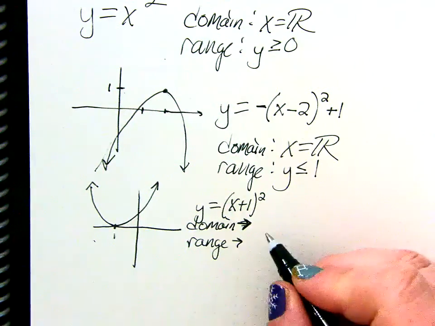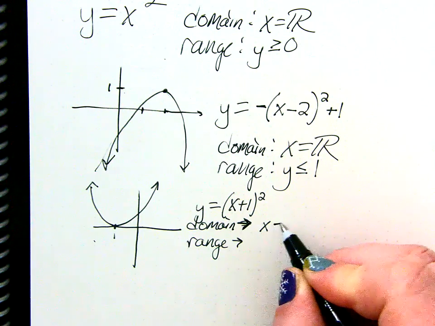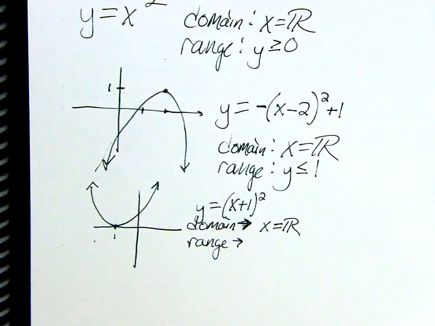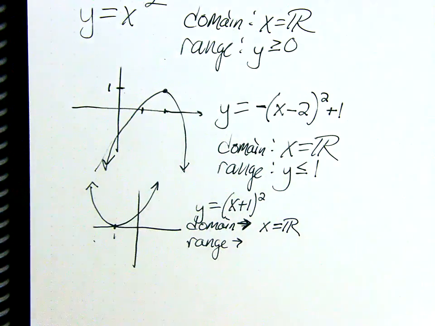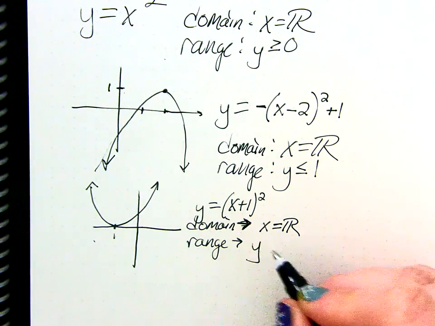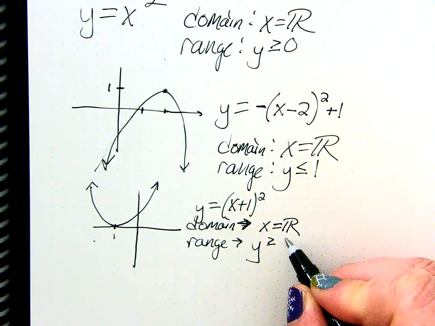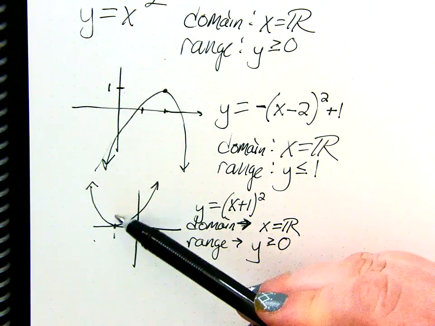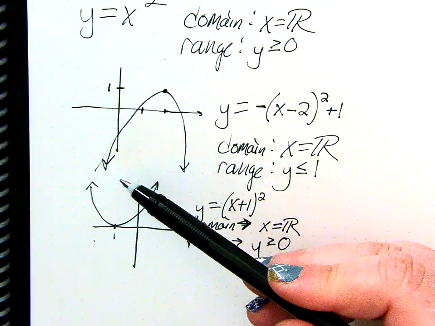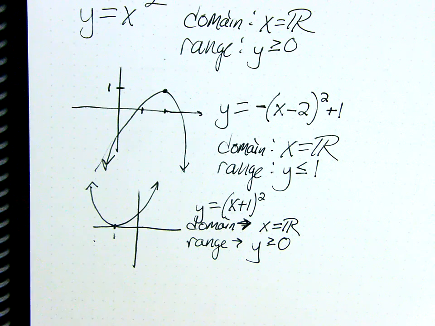Okay, domain will be all reals. It is always all reals for quadratics. These sides of my graph are going to go on forever and cover every x value forever. And the range would be y is greater than or equal to what? 0, correct. I have a y value of 0, and I will get every y greater than it. Does that kind of make sense?